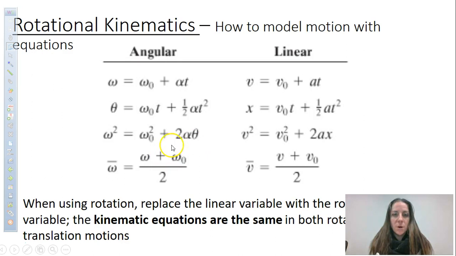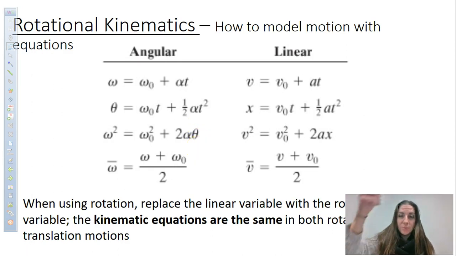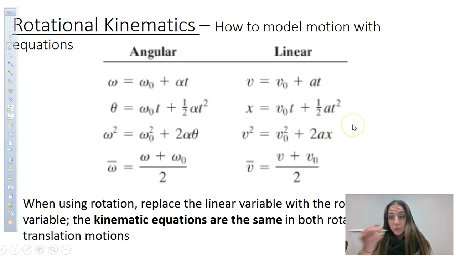So if you notice, all we're doing is replacing these rotational symbols with the linear kinematics. And then if you notice here, instead of d, we have angle. So like I said, we're going to look at how much we're spinning, how many angles, how many degrees did we go versus how far do we go in a linear sense. So when using rotation, replace the linear variable with rotational variable. The kinematics are the same.